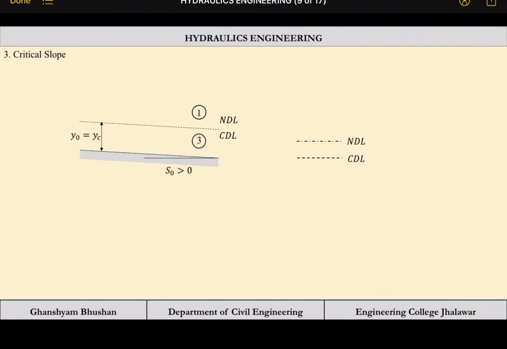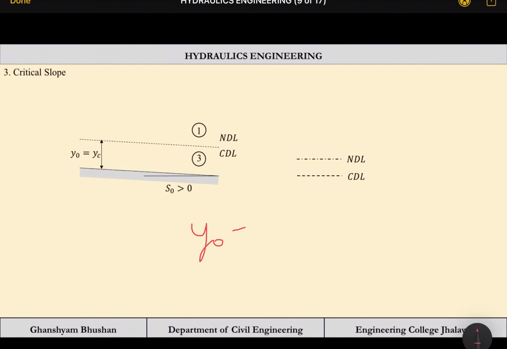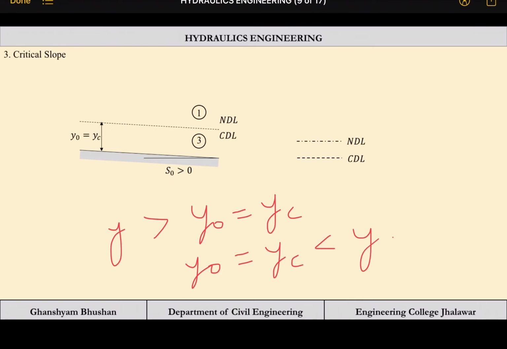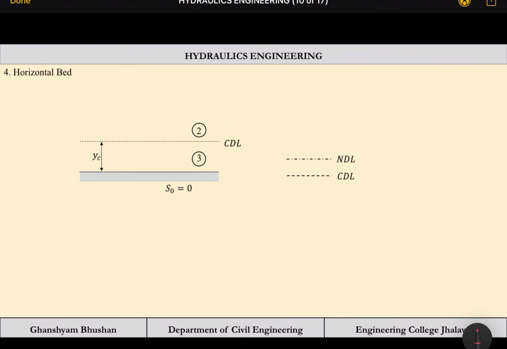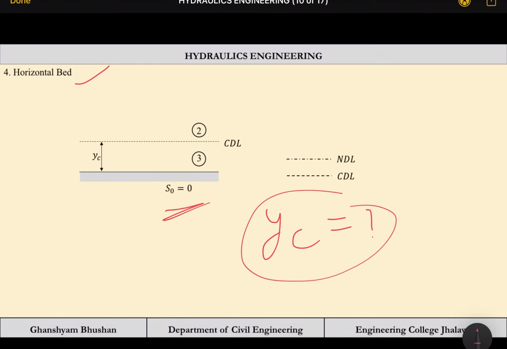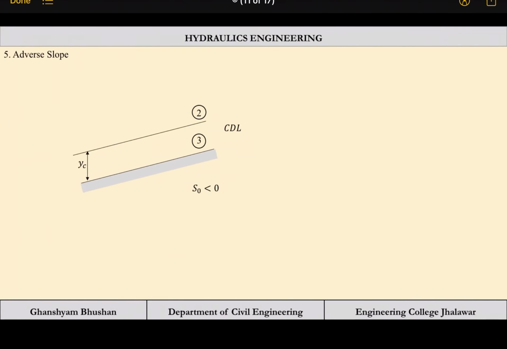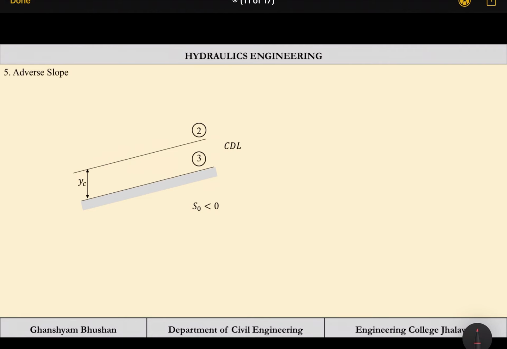For critical slope, what is going to happen? y0 is equal to yc. So either y will be greater than these two quantities or it will be less than these two quantities. You have to be very careful while checking the flow profile. For horizontal bed, yc is there only, and S0 is equal to 0. This we are going to see. And last is adverse slope. For adverse slope, S0 is less than 0. You can see that making the flow possible here is very difficult.